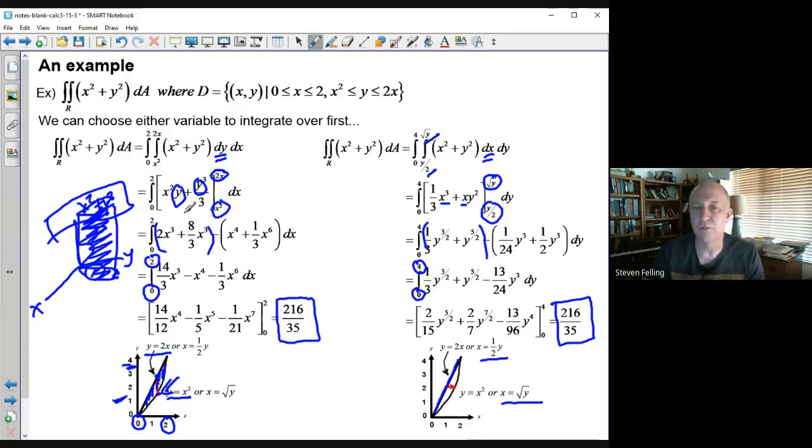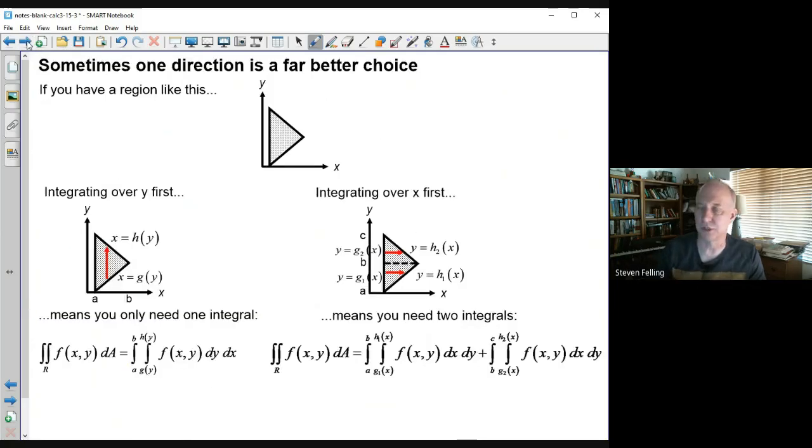Okay, so many times, like these, I would say were roughly the same level of difficulty, maybe a little easier integral to do on the left, right? But there are some times when there's a clear, better choice, right? If you have a region like this, let's say in the domain, right? If we integrate over y first, then that means we only need one integral, right?